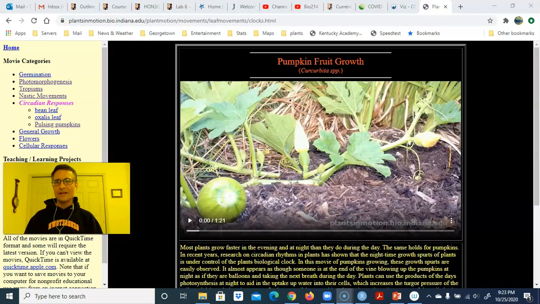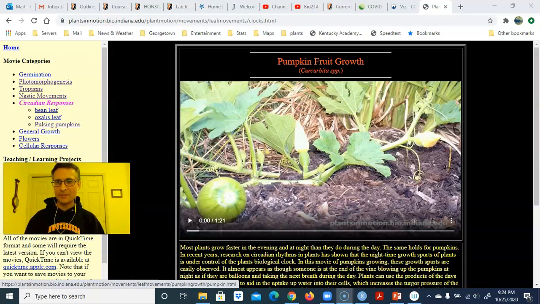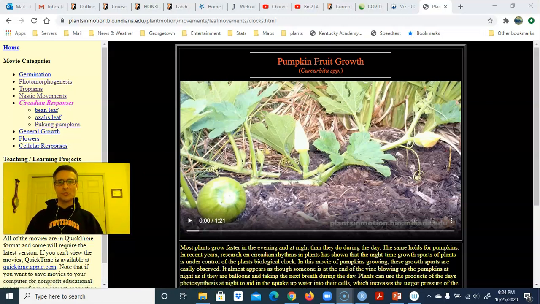Another type of response are what are known as circadian responses. And so these are responses that occur over the course of a day, over the course of a particular 24-hour period. And there are lots of plants that exhibit a variety of circadian responses, but since we're so close to Halloween, I thought it would be fun to show a circadian response of a developing fruit, particularly of a developing pumpkin. So imagine, of course, that you're Charlie Brown in the Great Pumpkin Patch. And so this is what the Great Pumpkin is going to look like as it grows over the course of a fall.